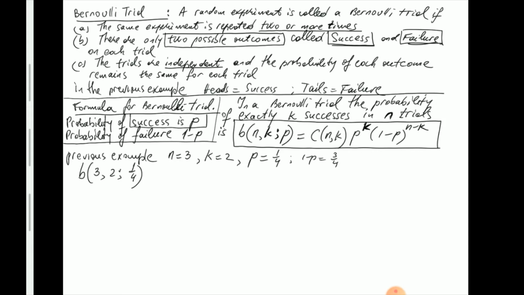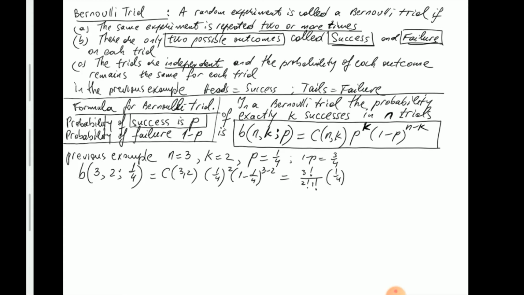2 successes out of 3 trials. So that's going to be the combination of 3 choose 2, times 1 over 4 to the power K, which is 2, times 1 minus 1 over 4 to the power N minus K, which is 3 minus 2. You can just write 1, but I just want to follow step by step how the formula works. Okay, let's remember the formula for the combination. That's 3 factorial over 2 factorial, 3 minus 2 factorial, which is 1 factorial.